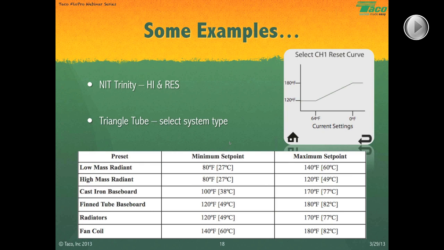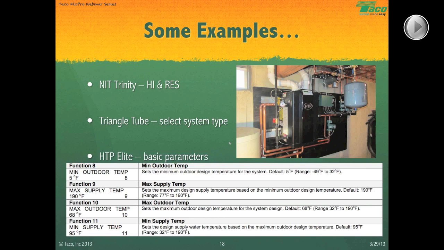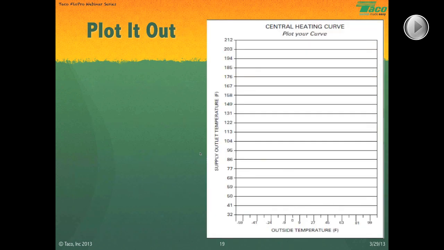This one is the HTP Elite. You program in your basic parameters: your minimum outdoor temperature, maximum supply temperature, maximum outdoor temperature, and then your minimum supply temperature. Functions 8, 9, 10, and 11 are your key functions. All the other functions are important too, but these are the ones that get the reset control to work. Okay? And then, at this point, you can figure out your central heating curve. You can do this yourself by putting everything out there. So your minimum outdoor temperature, in this case, let's say we're using 0. There's your minimum outdoor temperature, and there's your maximum supply temperature, F9.